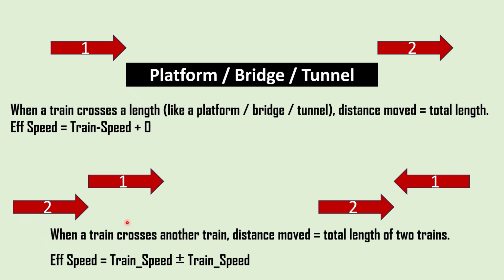If they are moving in same direction, you subtract the speeds. If they are moving in opposite direction, then you add the speeds. The total length is always the sum of the lengths. To find the distance moved, do not subtract the length. Always add the length. Always train 1 plus train 2. But effective speed will be either sum of the speeds or difference of the speeds depending on whether they are moving in the same direction or opposite direction. Here on the left side, same direction, subtract. Here in the second picture, opposite direction, so add the speeds.